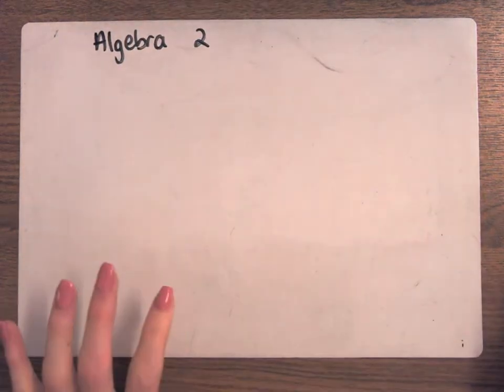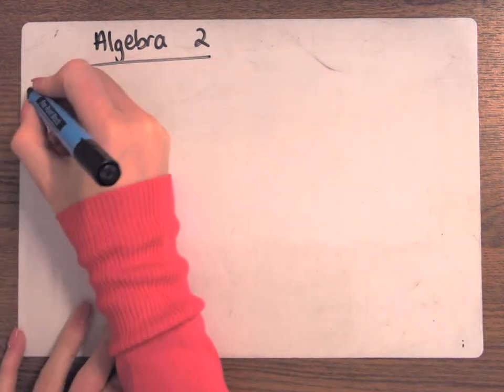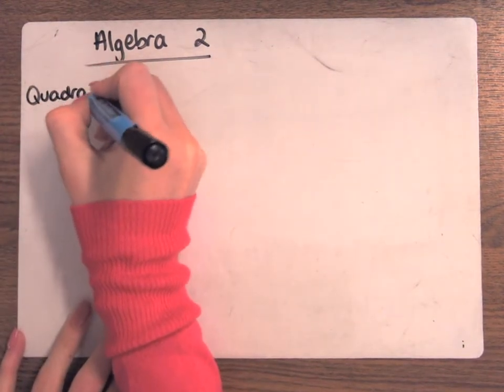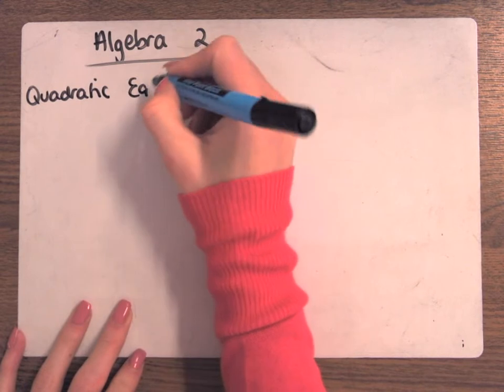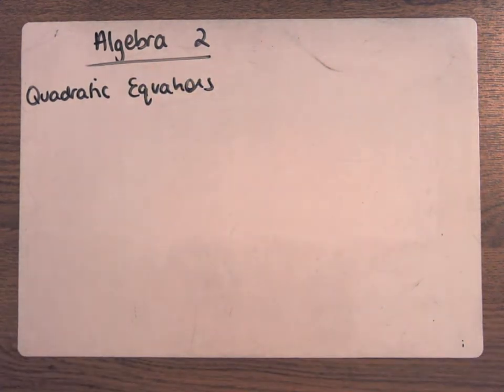Okay, moving on to the second chapter in algebra. Okay, so quadratic equations now. So we're solving quadratics. We're not factorizing, we're solving. Okay, but we'll use factors to solve.